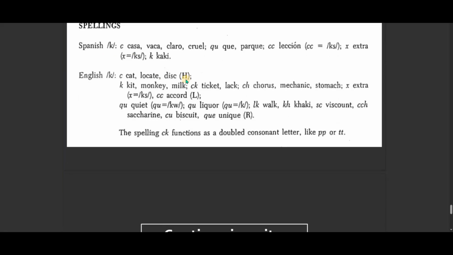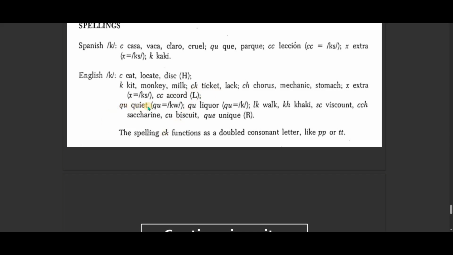In the case of English, since we have different allophones for the K sound, we can say that C for cat, locate, and disc have a high frequency of use. K like kid, monkey, milk. CK like ticket, lack. CH like chorus, mechanic, stomach. X like extra. And double C like accord. They have a low frequency of use.